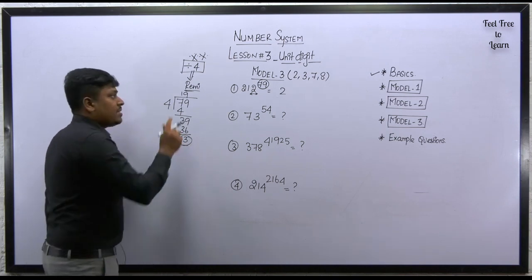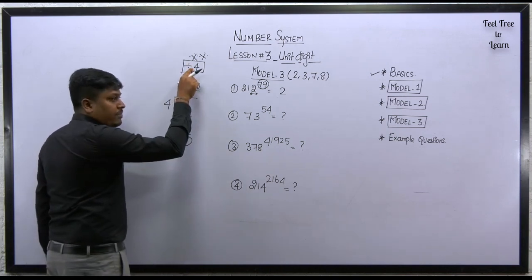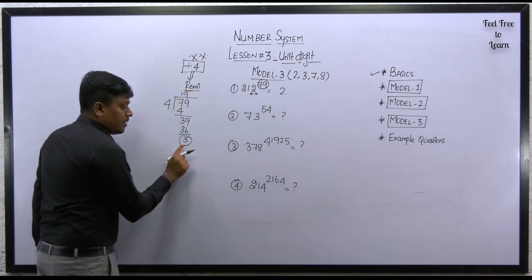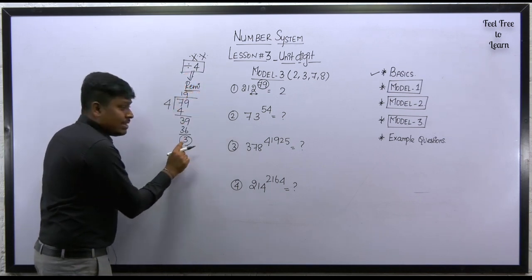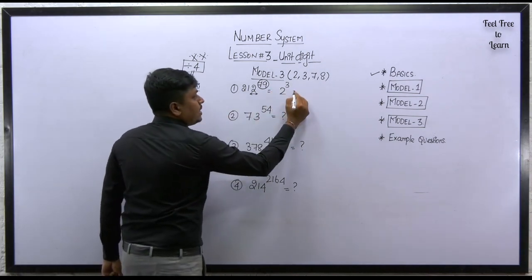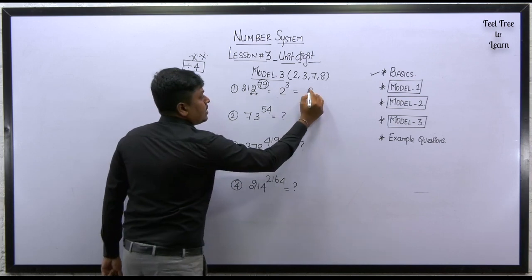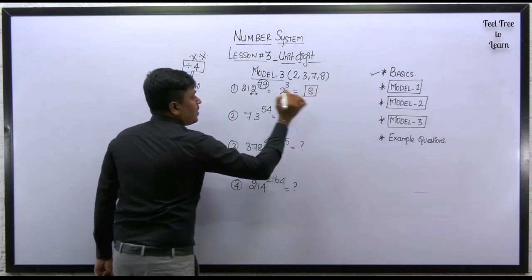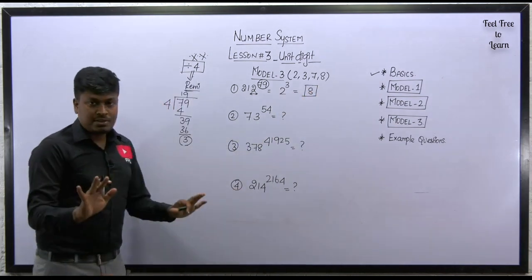It is 3. Just now I told you, you have to divide the power by 4 and find the remainder. So the remainder we got is 3. So put the remainder 3 here. Got it? So 2 power 3. 2 2s are 4, 4 2s are 8. So we can say that the unit digit of the number is 8. So friends, understood or not?